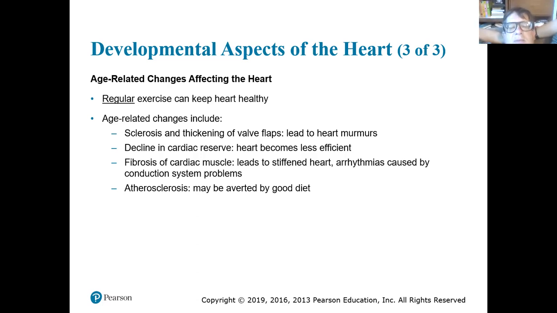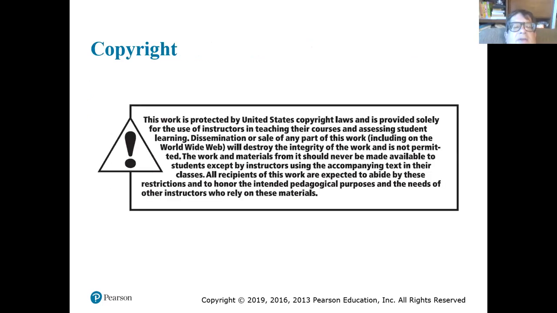Fibrosis of the cardiac muscle, the heart could get stiffer and less muscular and more fibrous, and that means that you could have fibers messing with those conducting cells. I'm talking about things in the AV bundle, the bundle branches, the Purkinje fibers. Atherosclerosis can be solved by having a better diet. And that is the end of this PowerPoint. So let's shut it down.